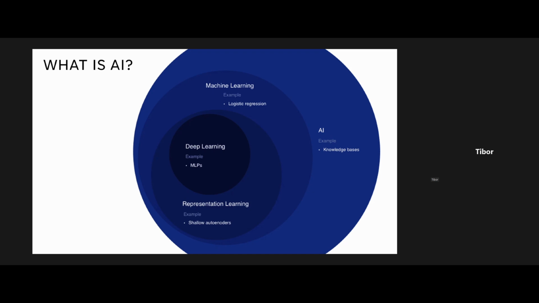The more common types of AI are machine learning that you might have met with, and representation learning, and then even deep learning, which is the big boom nowadays, which is the most popular.